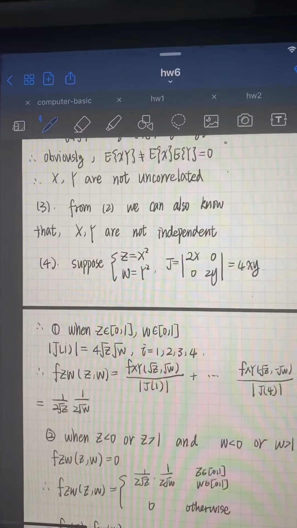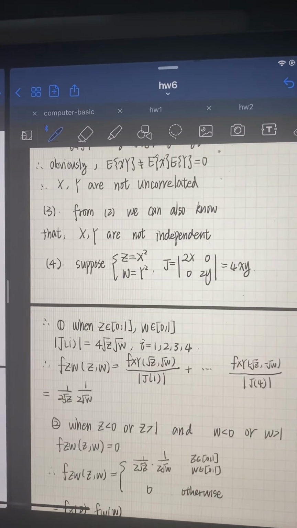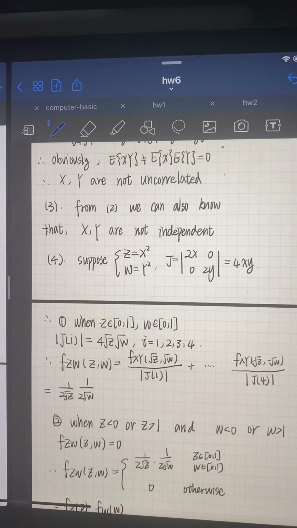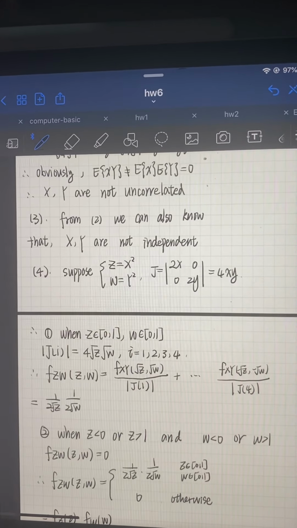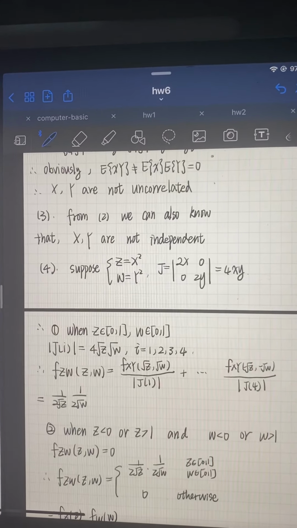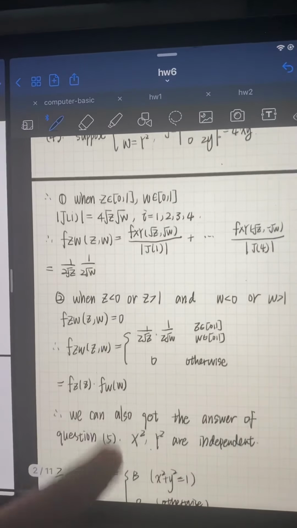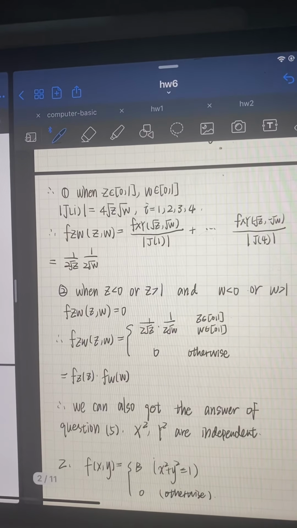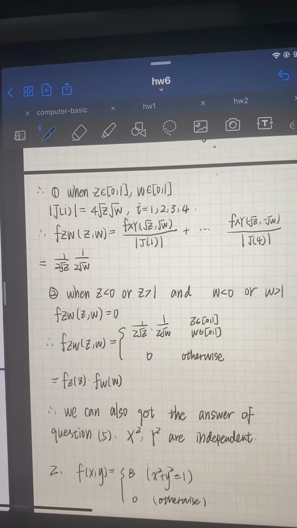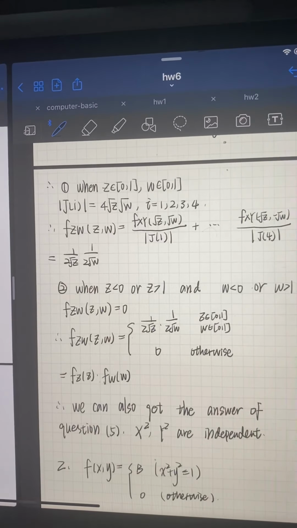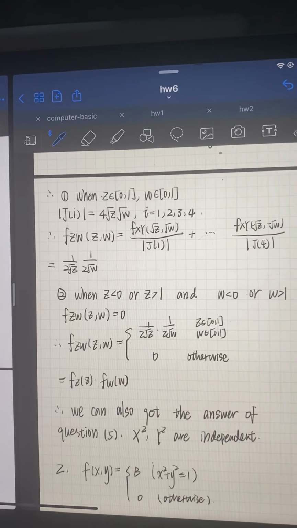the Jacobian equals 4 squared z squared w. So the f(z,w) is equal to, when i is 1, 2, 3 or 4, 1 divided by 2 square root of z times 1 divided by 2 square root of w. And in the second situation, when z and w are less than 0 or larger than 1, it's obvious that f(z,w) equals 0. So we can get the joint density function of X squared and Y squared.